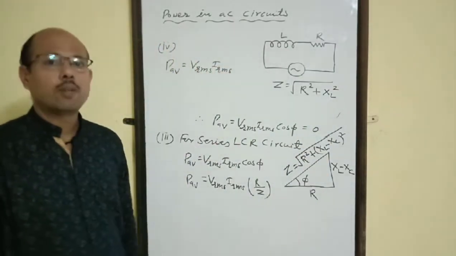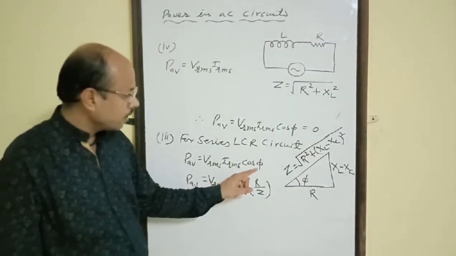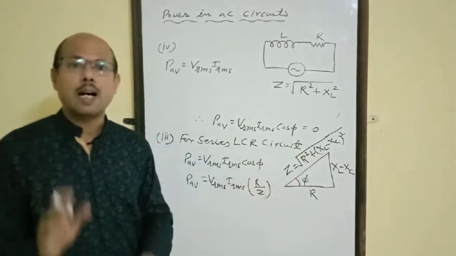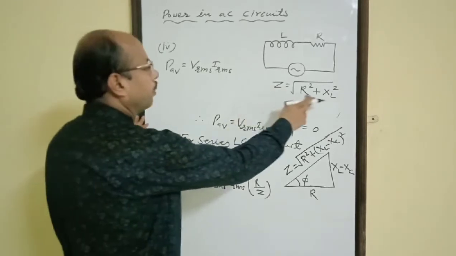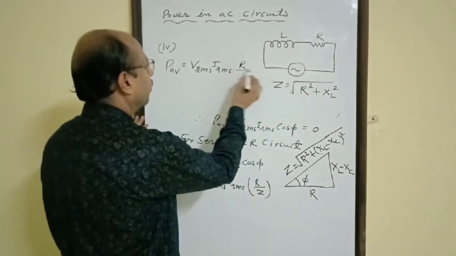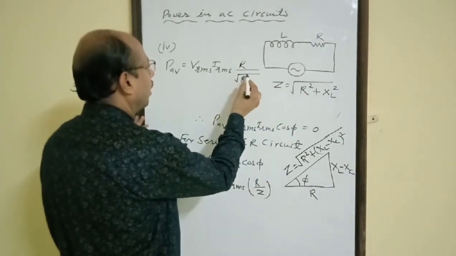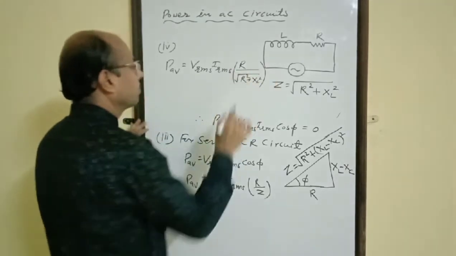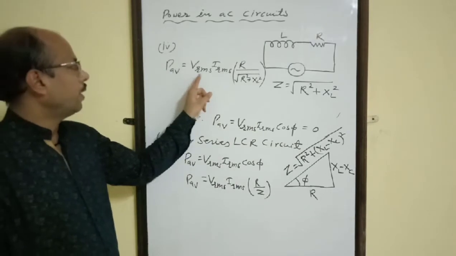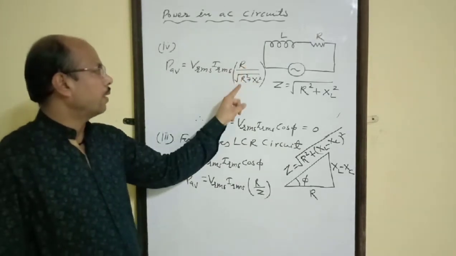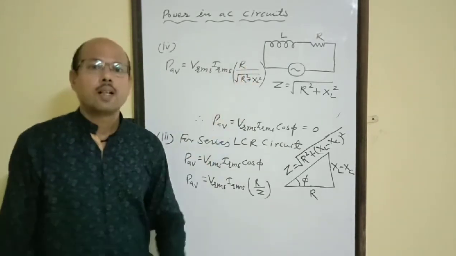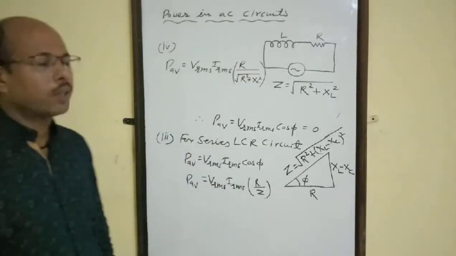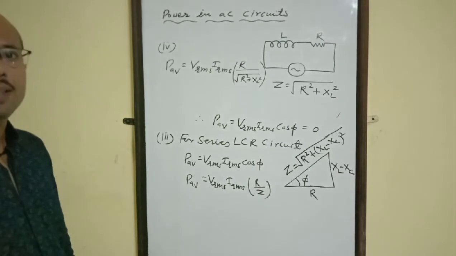And now we can put the value of cos phi. Cos phi is R by Z. From this triangle, it is very clear. Cos phi is R by Z. Here Z will become this. Therefore, R upon root over R square plus XL square. Vrms, Irms, cos phi, R by Z, R square plus XL square. So this is what the power consumed in an LR circuit looks like.